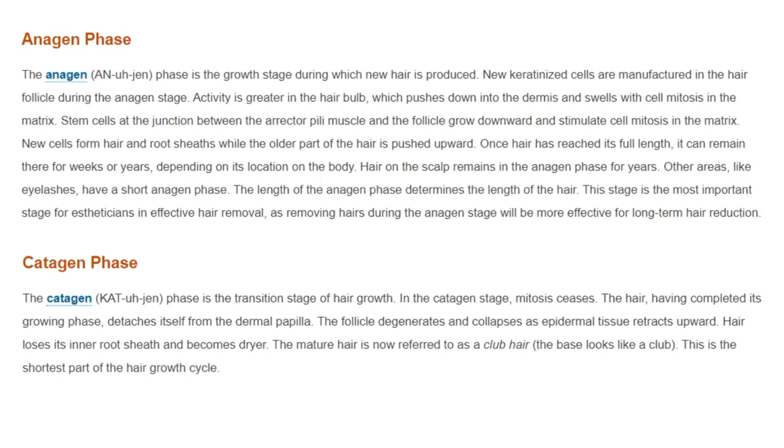Catagen phase. The catagen phase is the transition stage of hair growth. In the catagen stage, mitosis ceases. The hair, having completed its growing phase, detaches itself from the dermal papilla. The follicle degenerates and collapses as epidermal tissue retracts upward. Hair loses its inner root sheath and becomes drier. The mature hair is now referred to as a club hair. The base looks like a club. This is the shortest part of the hair growth cycle.